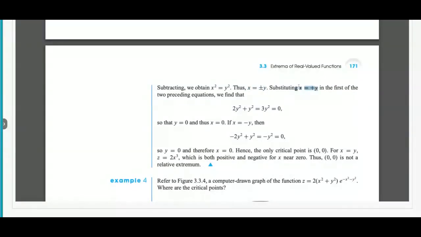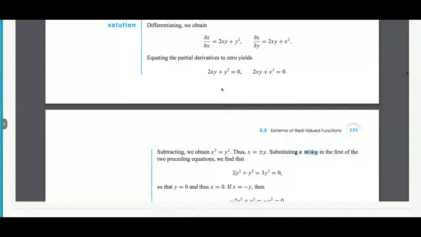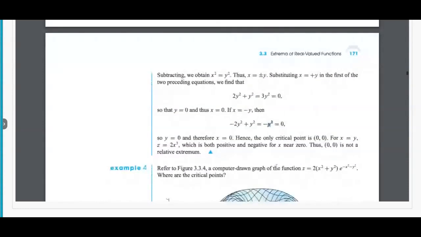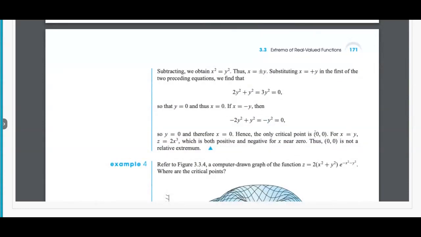Substituting x equals y into the first two equations, what do we get? We get 3y squared equal to 0. That means y equals 0. Same thing for x. Then if we substitute x equals negative y, we also get y equals 0. So that means the only critical point is the origin.